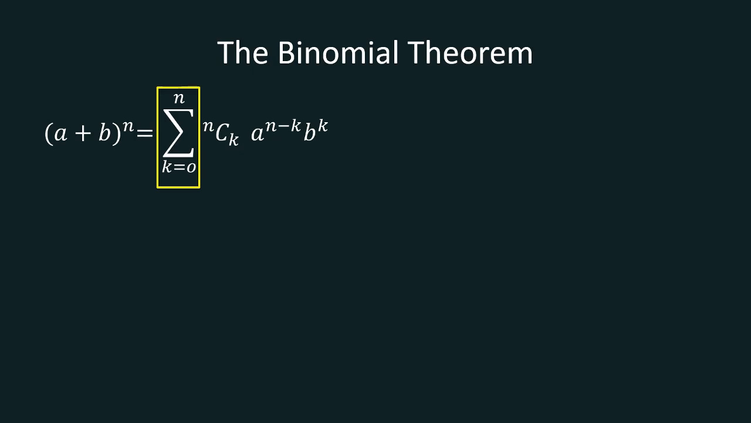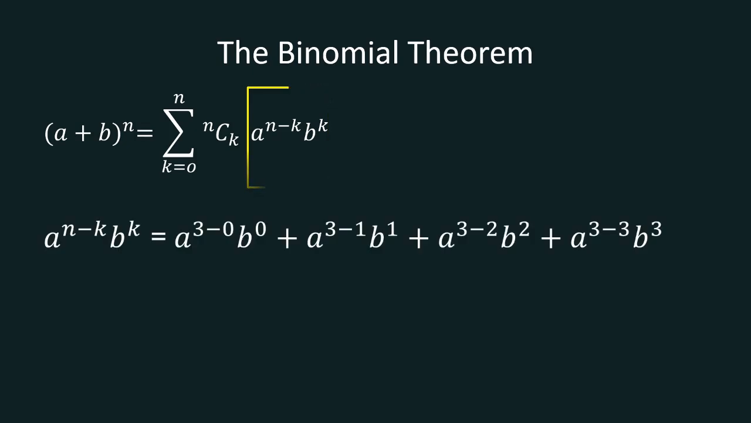Then let's take a look at the last part, which is a raised to the power n minus k times b raised to the power k. What this means is each term contains a raised to a decreasing power and b raised to an increasing power. So in the first term, k is set to 0. So in case n is 3, then we are going to have a raised to the power 3 minus 0 times b raised to the power 0, and b raised to the power 0 is 1. Any number raised to the power 0 is 1.